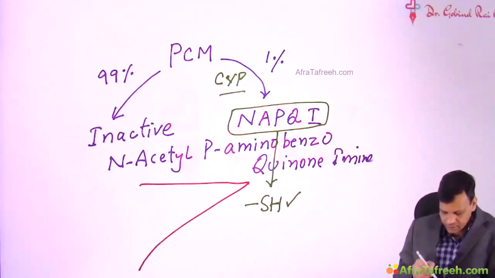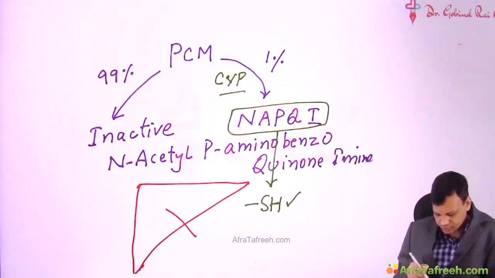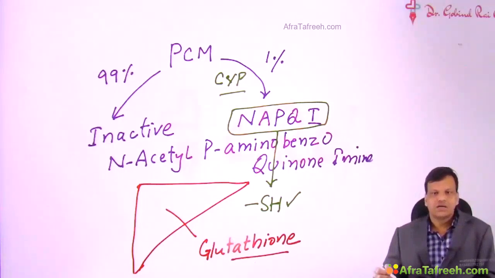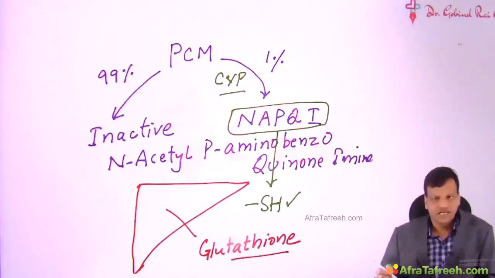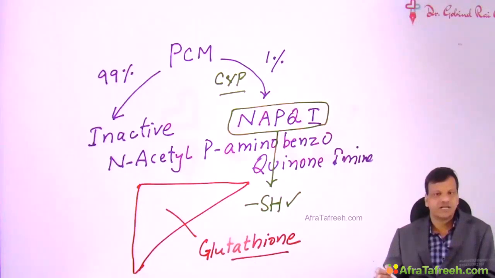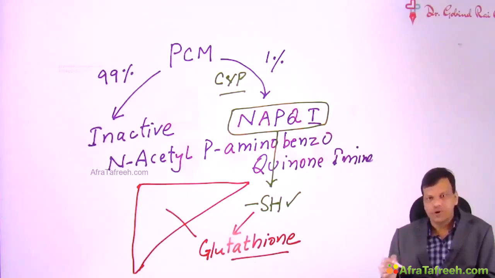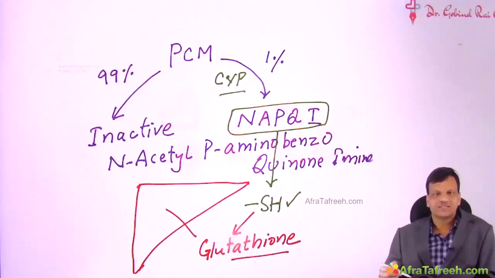our liver produces glutathione, and glutathione, we know, is a tripeptide. It contains 3 amino acids, one of which is cysteine, and we know cysteine is a sulfur-containing amino acid. That means it contains a sulfhydryl group. So whatever NAPQI is generated will bind to glutathione and become inactive, neutralized. So NAPQI is not available to bind to any important molecule. So paracetamol is very safe.